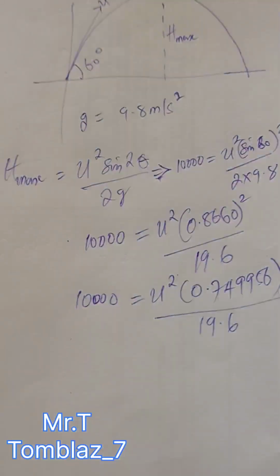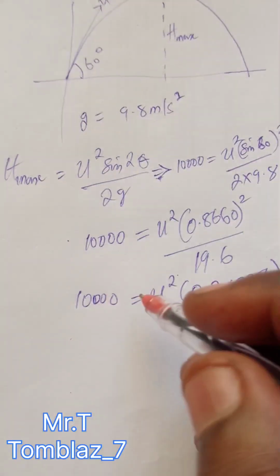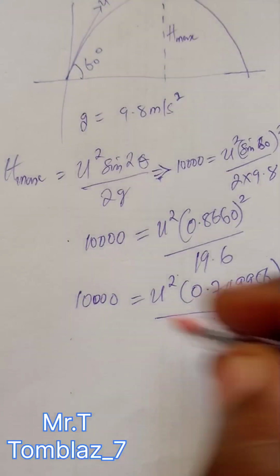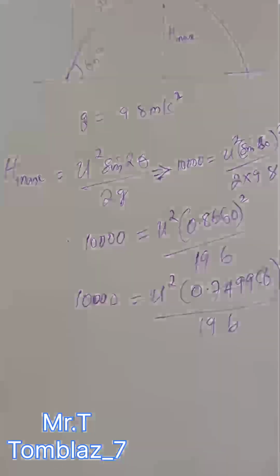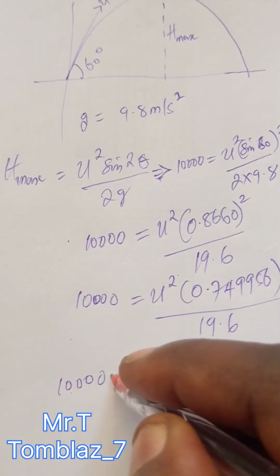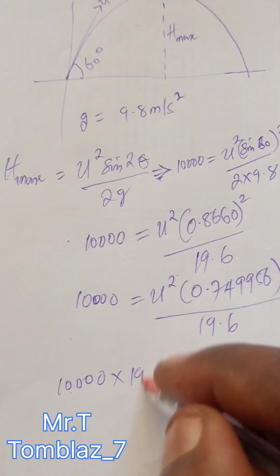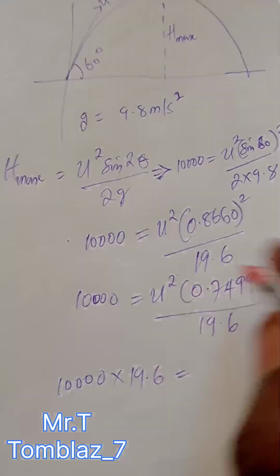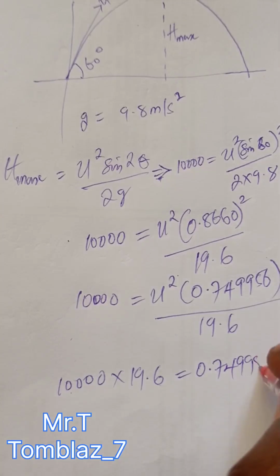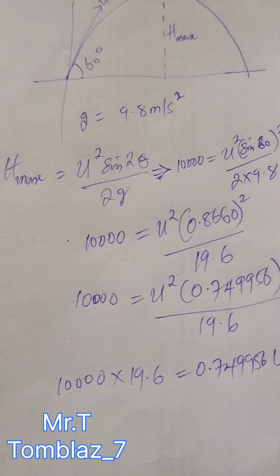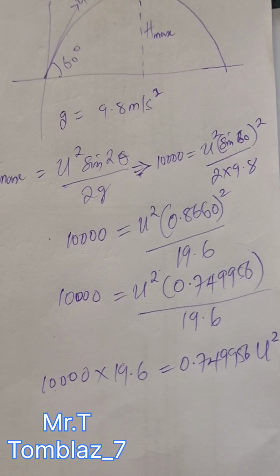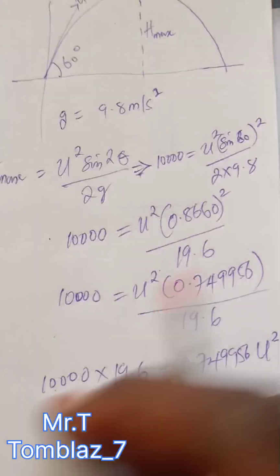19.6. So how do we eliminate this 19.6? We can do what we call cross multiplication. If we multiply by 19.6 on both sides, it will clear off from this place. So we have 10,000 times 19.6 is equal to 0.749956 U squared.